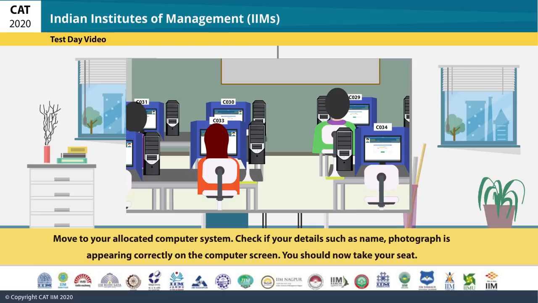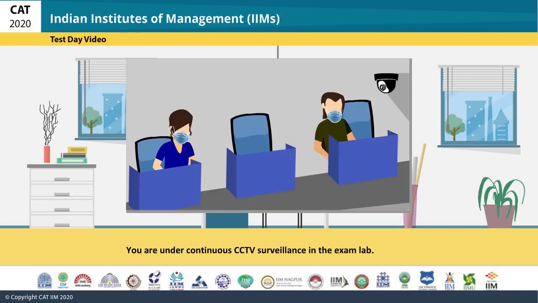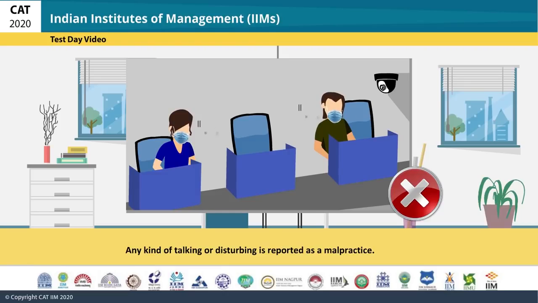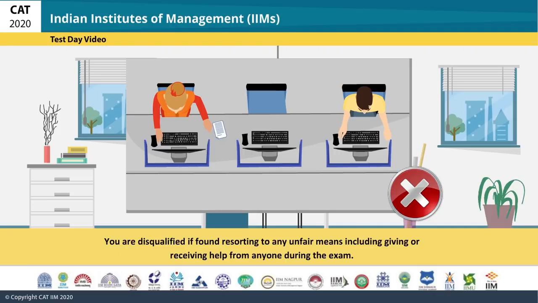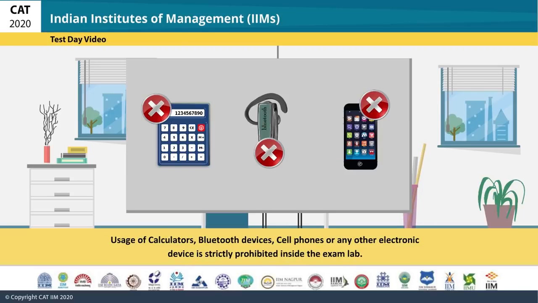Move to your allocated computer system. Check if your details such as name and photograph are appearing correctly on the computer screen. You should now take your seat. You are under continuous CCTV surveillance in the exam lab. Any kind of talking or disturbing is reported as a malpractice. You are disqualified if found resorting to any unfair means, including giving or receiving help from anyone during the exam. Usage of calculators, Bluetooth devices, cell phones or any other electronic device is strictly prohibited inside the exam lab.